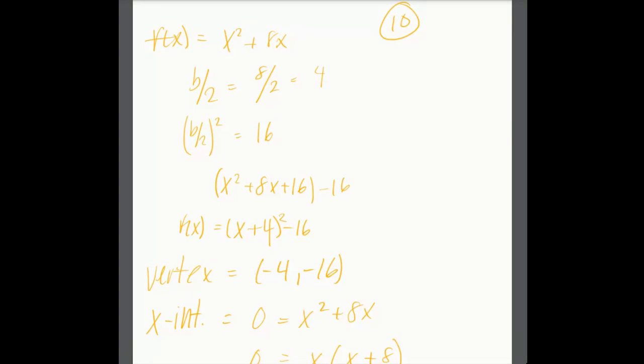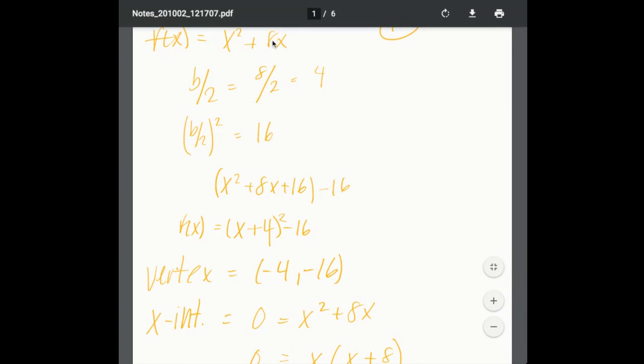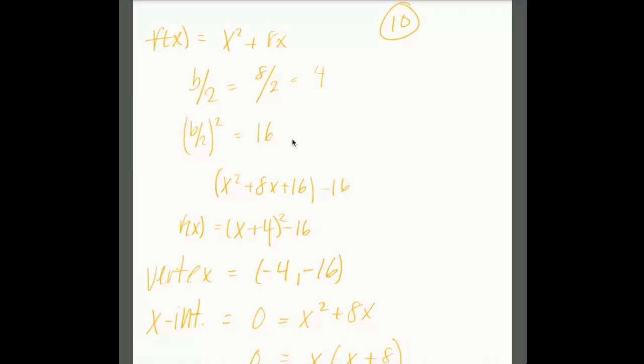Okay, go ahead, Ollie. So what I did is pretty much try to square it. So what I did is take 8, which is B, divide that by 2, I get 4, then I square that and I get 16. Hold on a second. What are you doing? I'm not understanding.